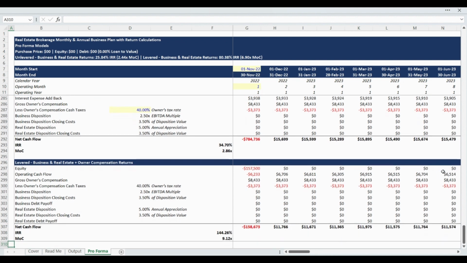The final returns table consolidates applicable line items to generate the levered net cash flow, internal rate of return, and multiple of capital. The returns presented in the last table are on a levered basis from the perspective of an owner-operator taking a salary from operating the business.